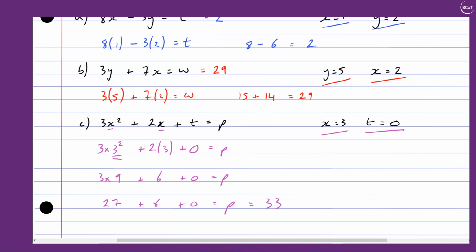So hopefully this has been a useful video to you. We did change the side, change the sign, rearranging equations and formulae where things were added or subtracted. And we also used swap and drop where we needed to divide both sides by a number. And we did slide and rise when we needed to multiply both sides by a number.